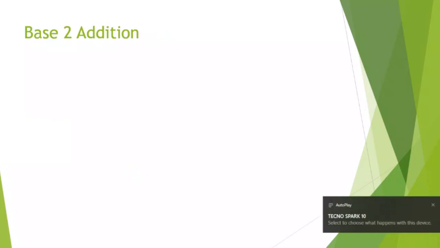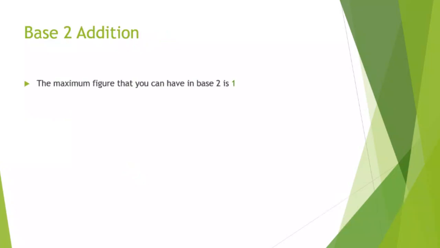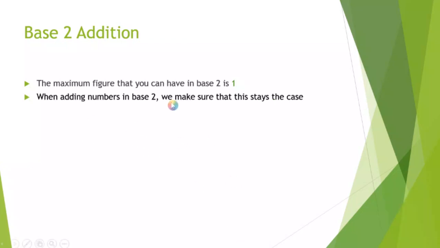Now let's talk about base 2. So as we said, the maximum figure that you can have in base 2 is supposed to be 1. So in base 2, we only have zeros and ones. So that means you cannot have a 2 in base 2. And now, when adding numbers in base 2, we make sure that this must stay the case. When you take a number that is in base 2, and add it to a number that is also in base 2, you are supposed to get a number that is also in base 2. That means the answer that you get must not contain a digit equal to or greater than 2.